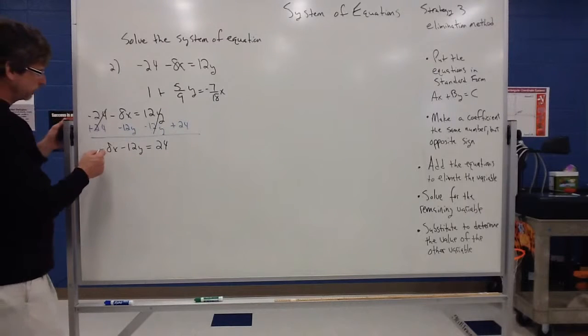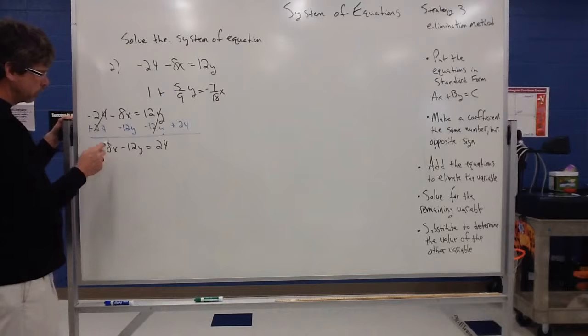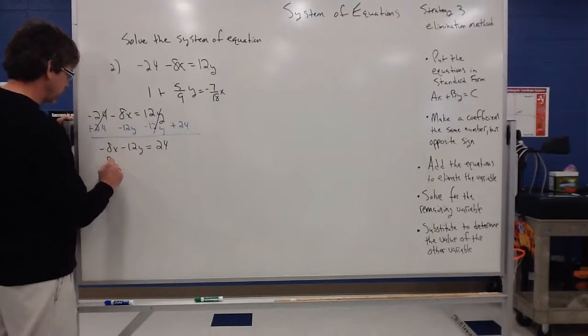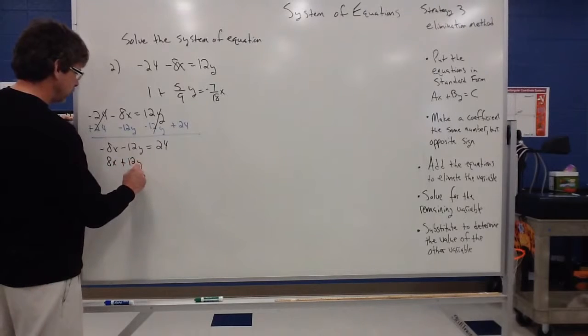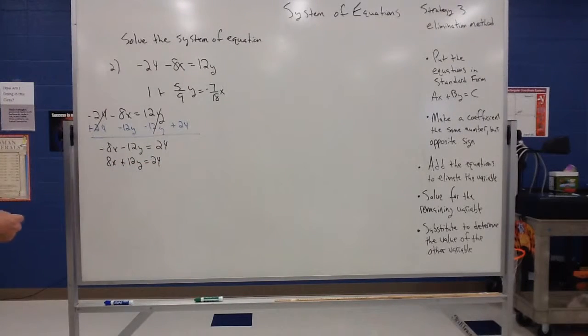The other thing we like to do is, I really just like to have the coefficient of x be positive. So I'm going to change this sign. But if I change this sign, all the signs have to change. So I'm going to write this as 8x plus 12y is equal to 24. So that's now what we call standard form.